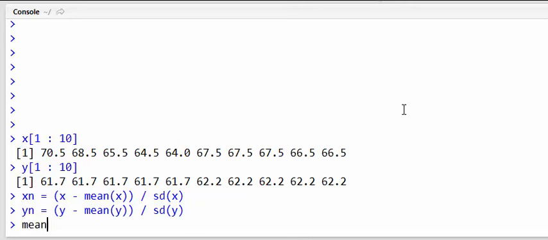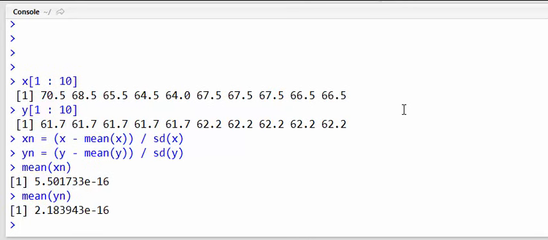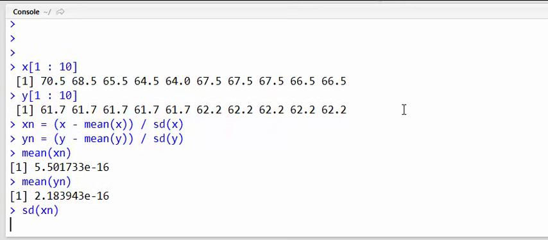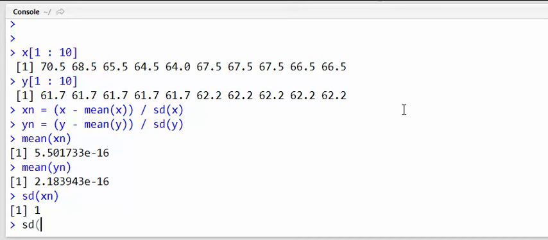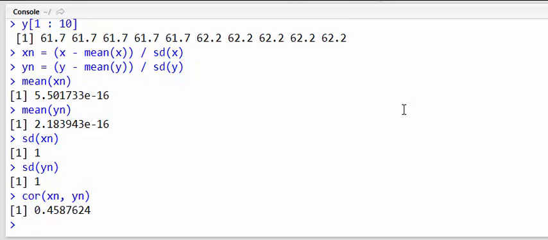Now notice that the mean of xn is 0. Well, close enough to machine precision. The mean of yn is 0. The standard deviation of xn is 1. And the standard deviation of yn is 1. Now the correlation between xn and yn is that, 0.458.